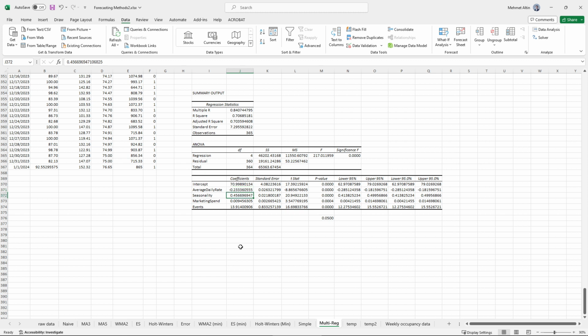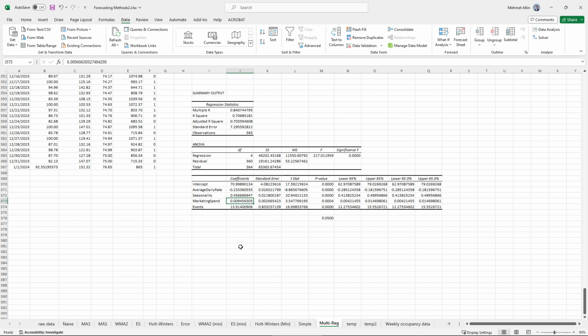And what about the seasonality? If you remember, seasonality was a number where the higher the number, the better the season for people to come to hotels. So basically it's indicative that the higher the number, the better for occupancy. The coefficient shows a positive number, which means the higher the seasonality, the higher the occupancy rate is going to be.